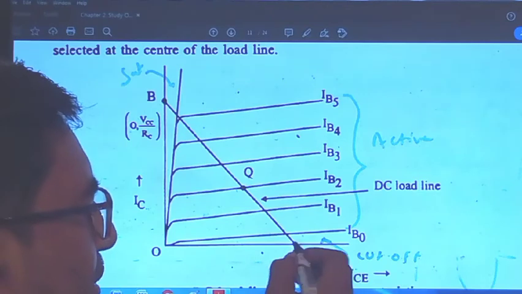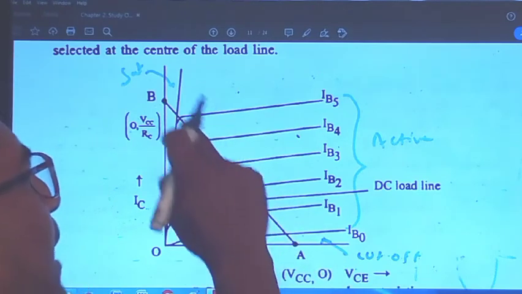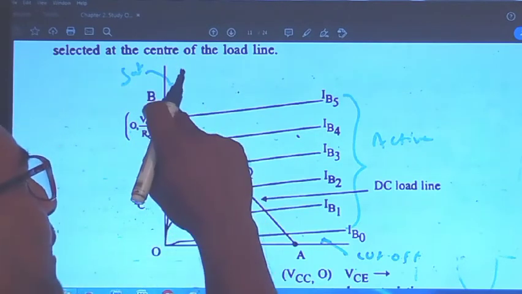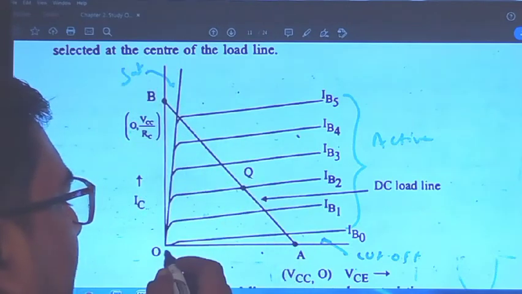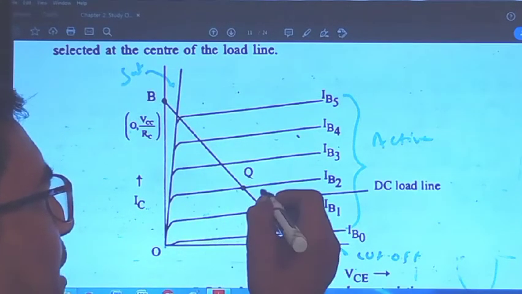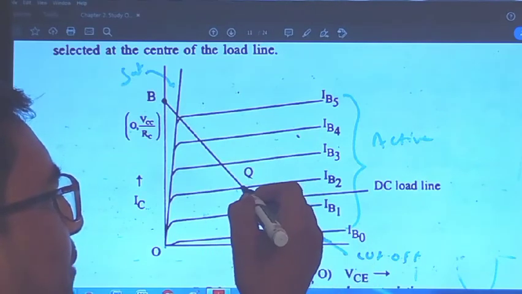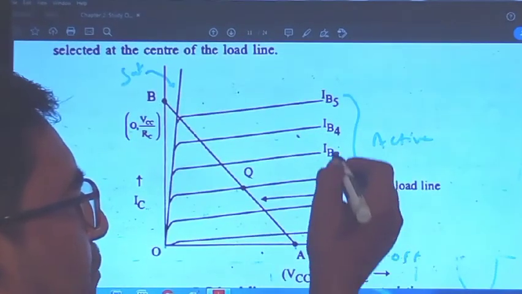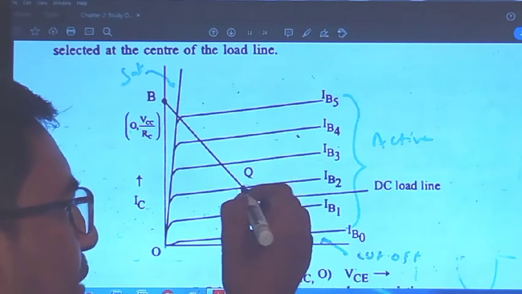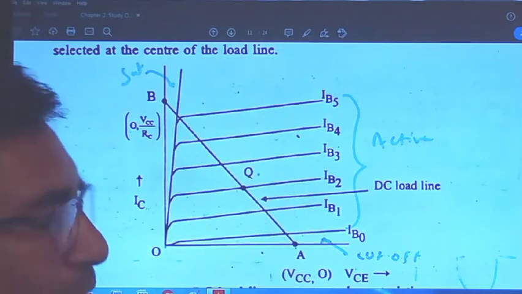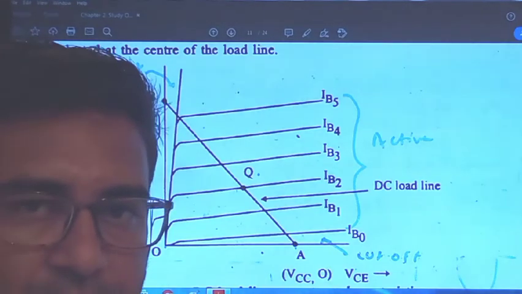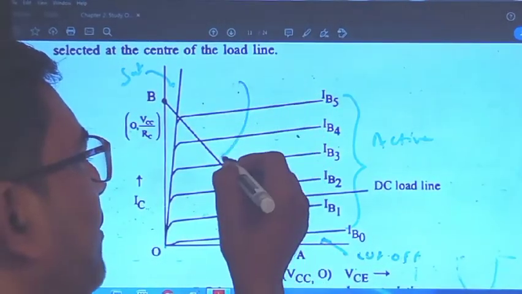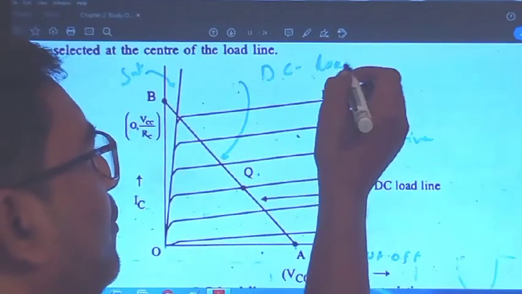Mark a point here and name it A, and mark the point B on the y-axis for calculation of IC. From 0 to A, the middle line crosses the characteristics for IB equal to 0, 1, 2, 3, 4. The point where it crosses is considered the Q point. This Q is called the quiescent point of that DC load line. This line is called the DC load line.